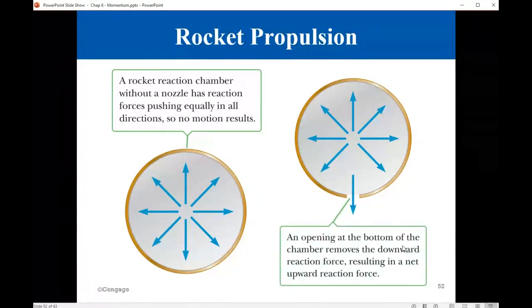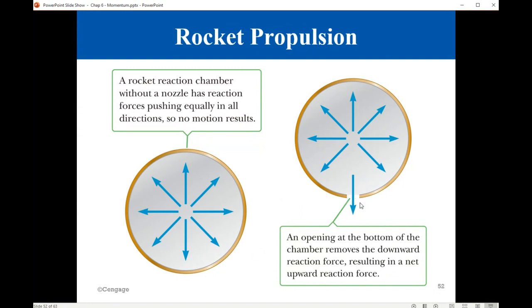We move on to rocket motion. Consider a chamber without a nozzle like this, and you have heated gas inside. So the gas molecules will be pushing on all parts of the surface. The net force in any specific direction is equal to the net force in any other direction, so there will be no motion. But consider the same situation after we have an opening here.